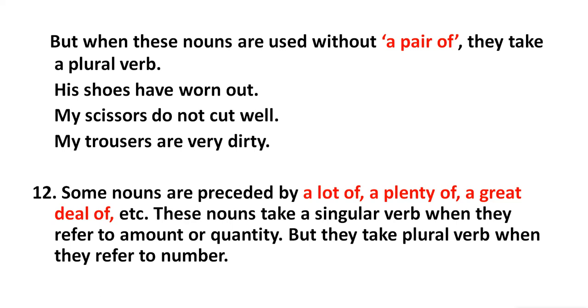यहाँ पे देखिए, his shoes have, not has. My scissors does not, नहीं, do not. Okay, because do is the plural form of verb and scissors is the plural form. ठीक है, because already it seems as a plural, but when we use it as a pair of, so it is used in a singular form.